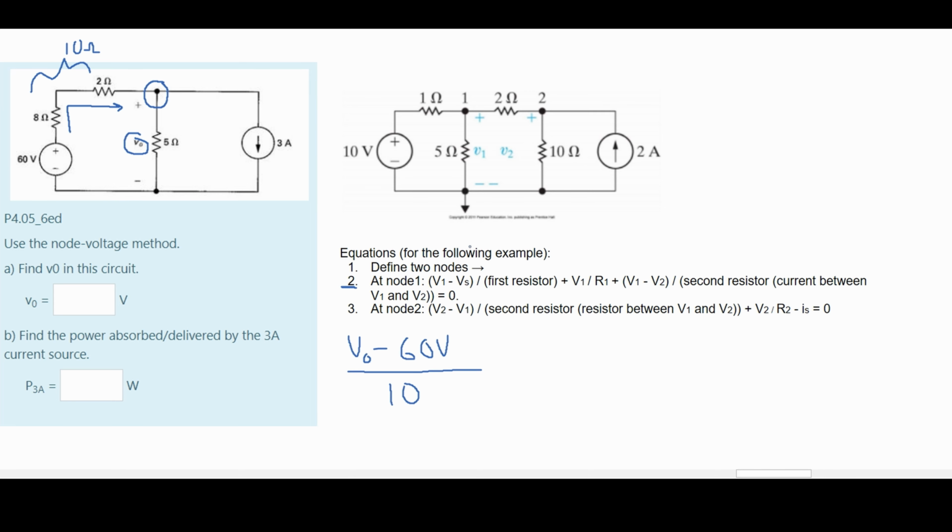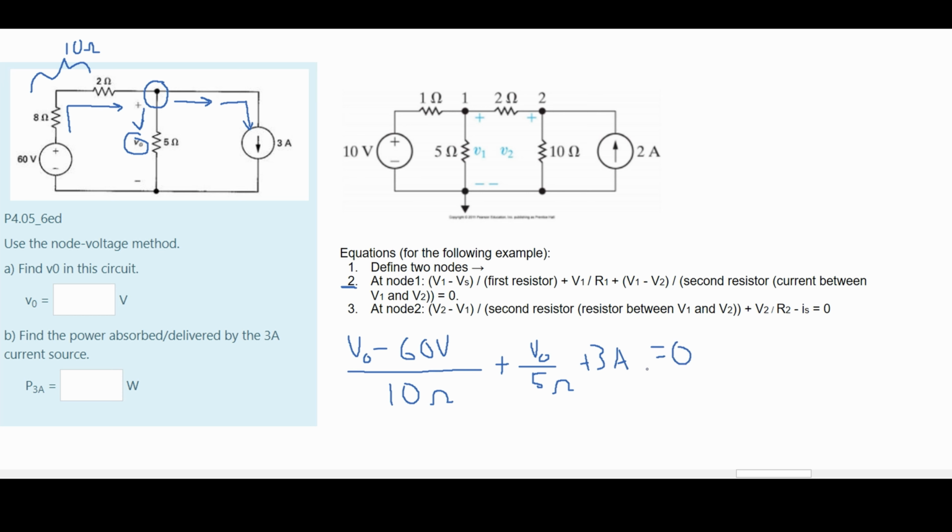Continuing with this, we are going to look and say that we have a plus V0 over our R0, which is 5 ohms, because we go like this. Now we are looking at this side right here. All we have is a 3 amp right here. We can see that it is going out of our node, so it's going to be a plus 3 amps like this, and this is all equal to 0.